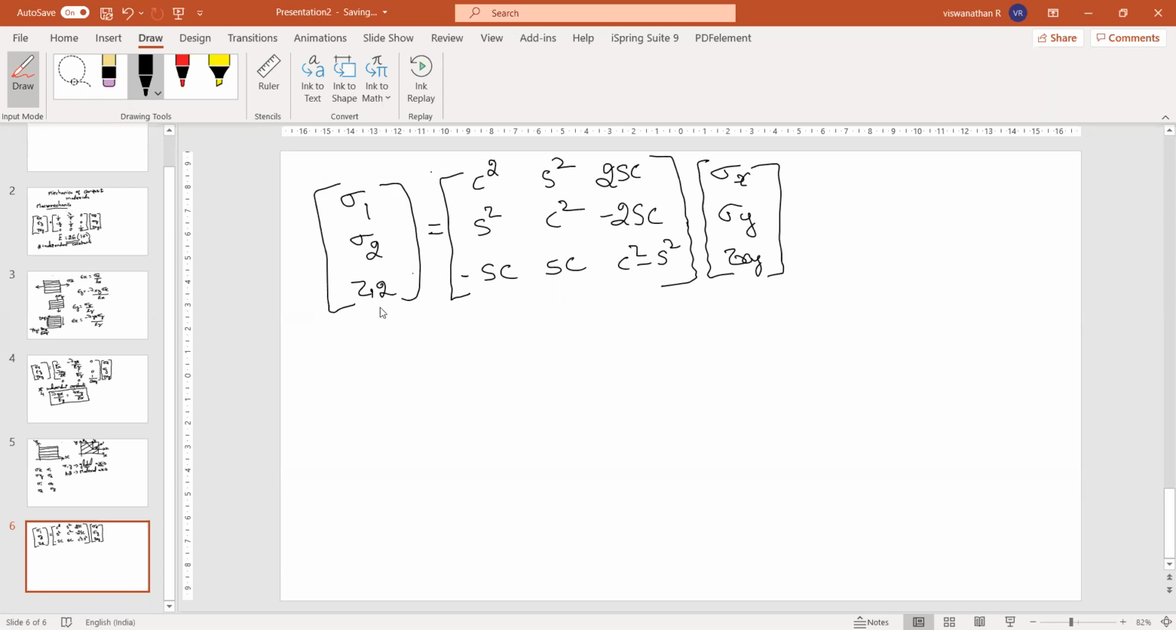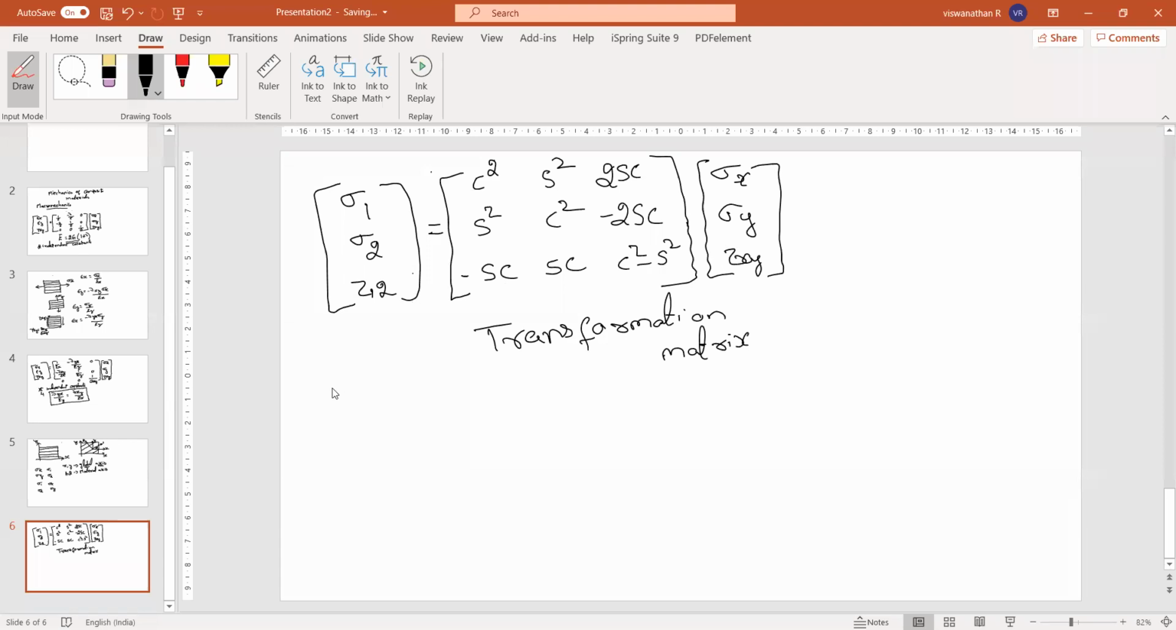Material axis and local axis are the same. This is global, this is local. So knowing the global stresses, you can find local stresses. And this matrix is called the transformation matrix. This is how you relate this and this.